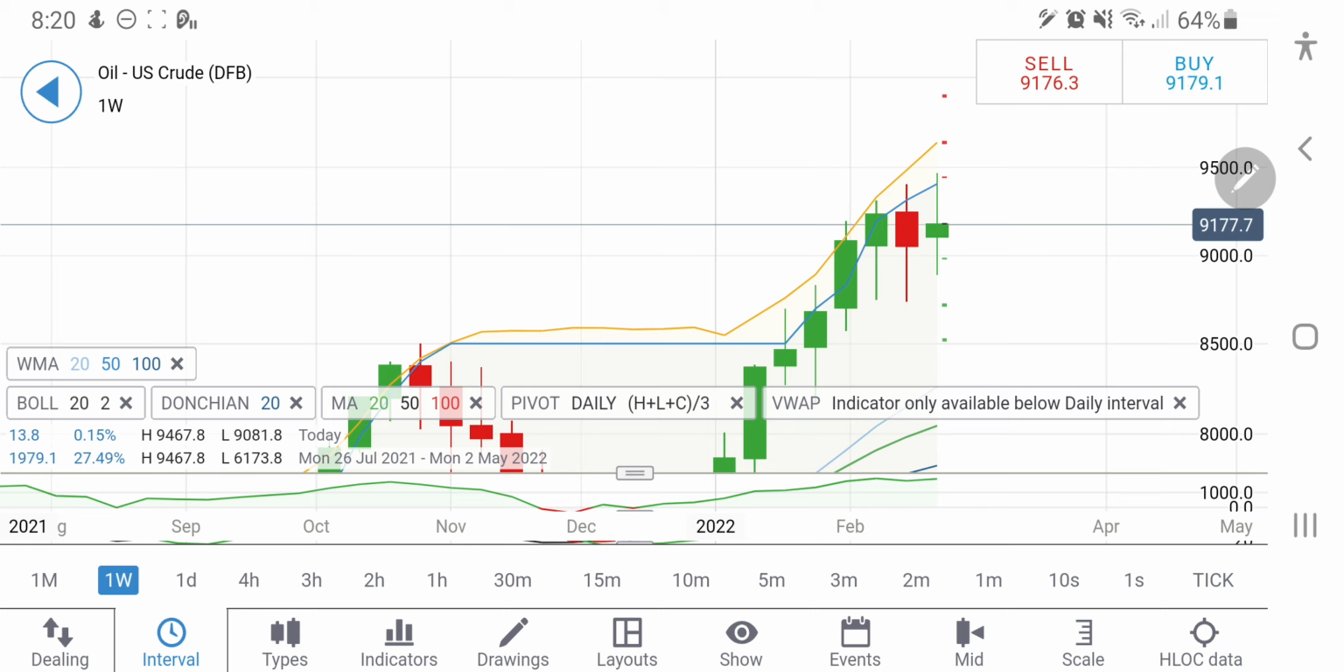9220 should be a good long entry rather than 9200. Take a long entry at 9220, and yes, you can always expect it to fly above these levels. Below 9100 or 9190 levels, yes, it is going to drop. So take your positions accordingly.